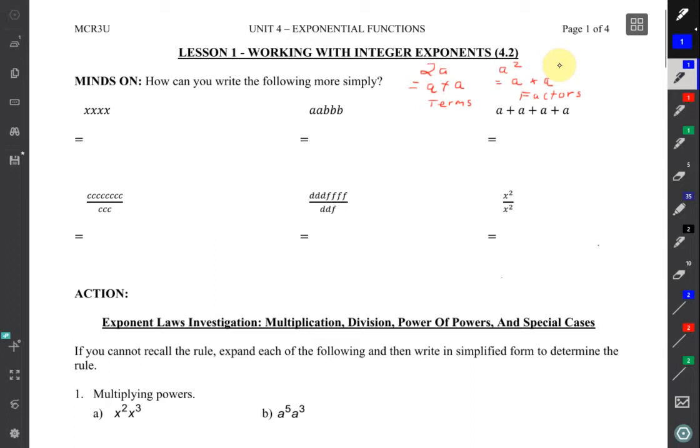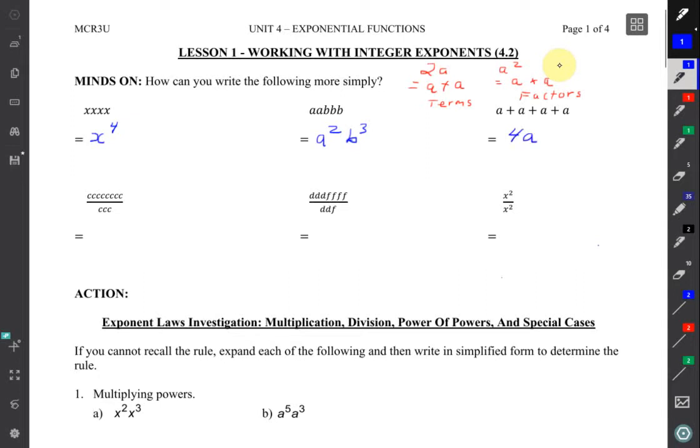So looking here, we have, in this case, repeated multiplication. So that's 4 x's multiplied together. So we could write that simpler by putting an x and then a 4, rather than having to write all 4 x's. Here we have 2 a's being multiplied together and 3 b's being multiplied together. So that's a squared b cubed. Here we have 4 a's being added together. These are terms. So we have 4a.